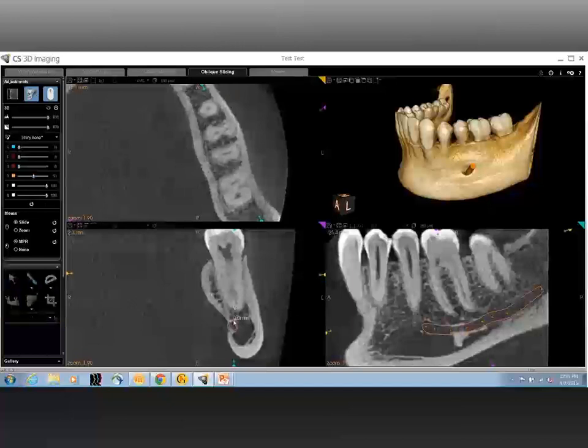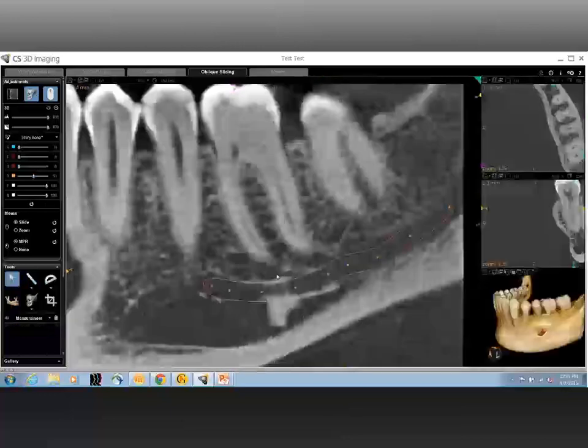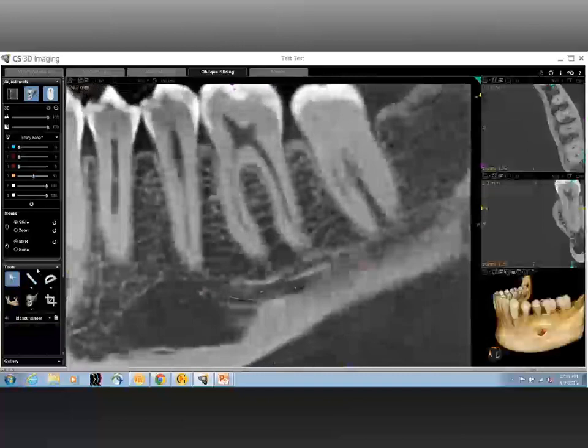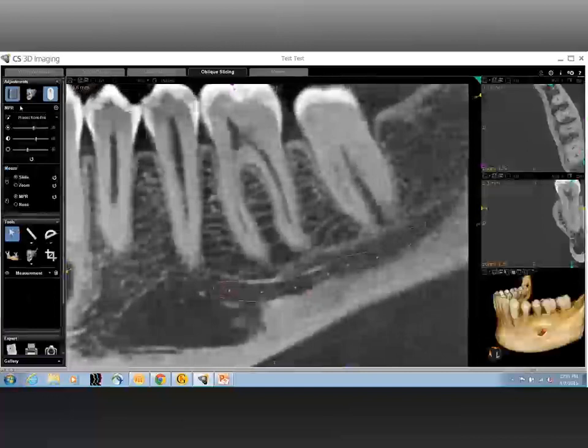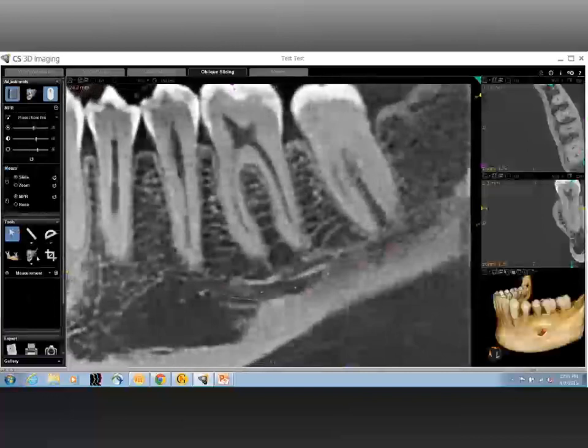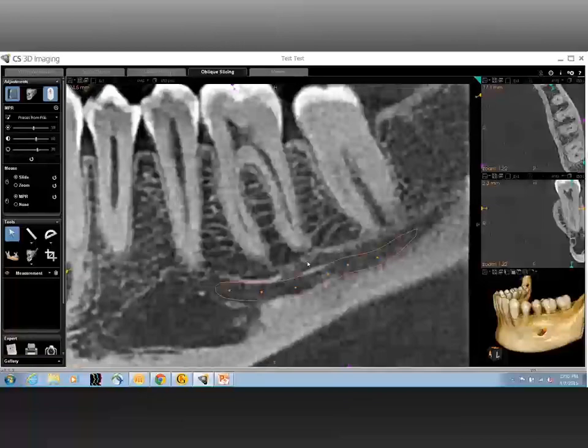At the apex of the teeth, it is also important to identify the relationship of the apex of the teeth in terms of canal. What do I mean by that? I would be trying to assess how far or how close I am in relation to the apex of the tooth and the inferior alveolar nerve canal, because that space is important while doing surgical procedures.